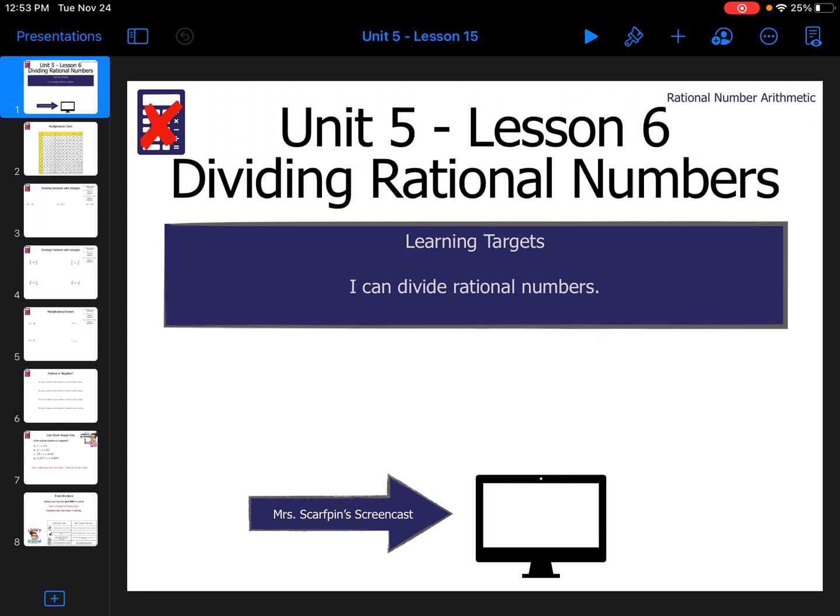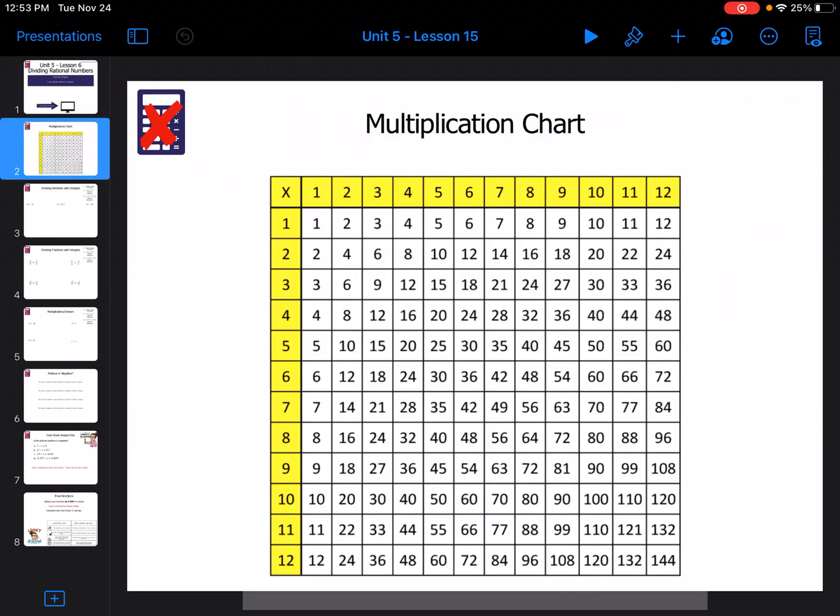If you struggle with fractions, this is the time to practice fractions, to take the time with Khan Academy to work it through, because the longer that you use the calculator, it's just not going to help. All right, so I gave you a multiplication chart, so if you need to use that, go right ahead.